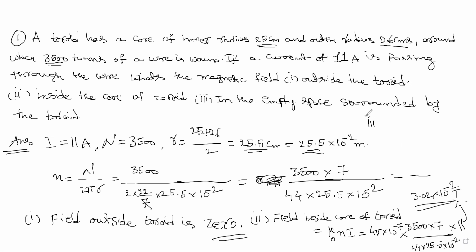The third part is again in the empty space surrounded by toroid, that is again 0. So these are the three things which you have to remember. You can make a note. After that, you can tell me.